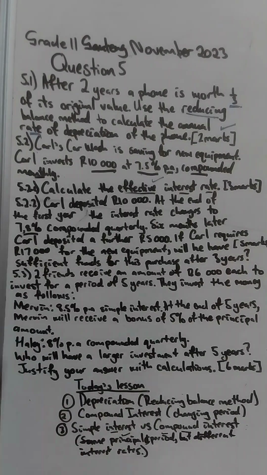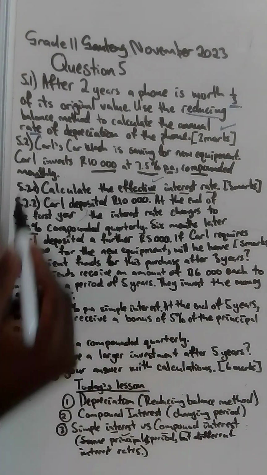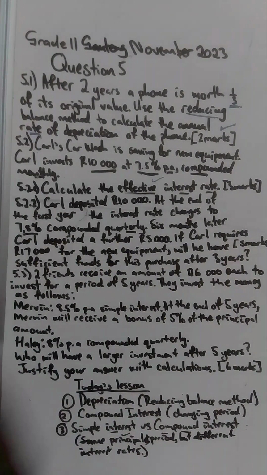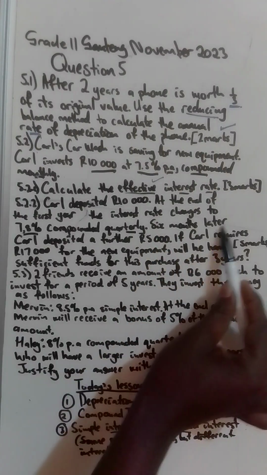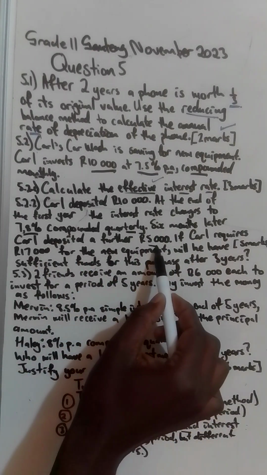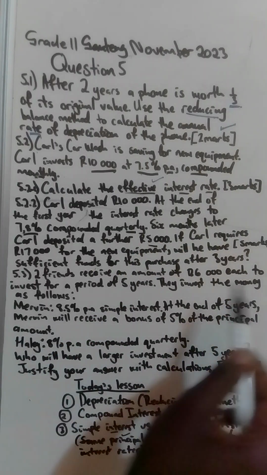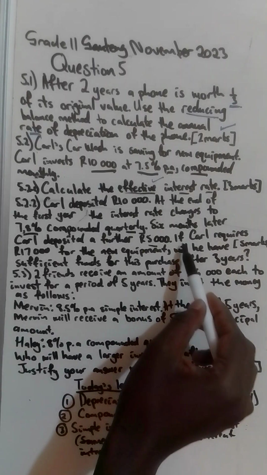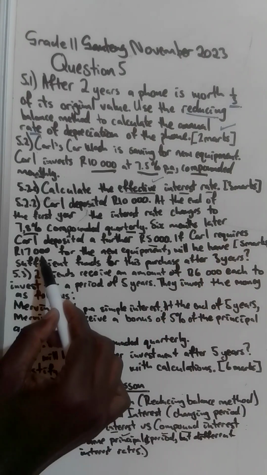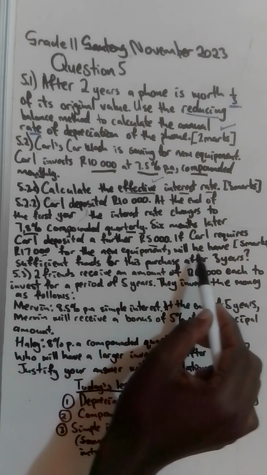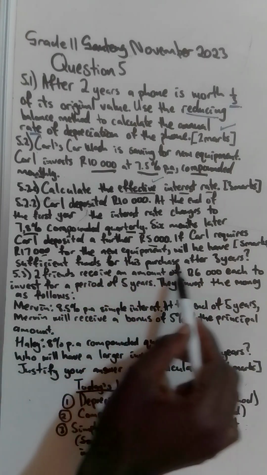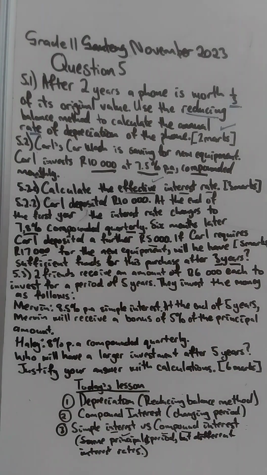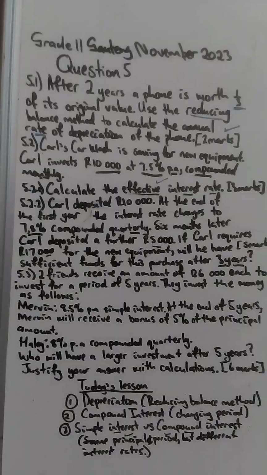But that's not the only thing. The compounding period has also changed. It has changed from monthly to quarterly, meaning after every 3 months. Let's continue. We are told that 6 months later, Cow deposited a further 5,000 rands, which is an additional deposit. If Cow requires 17,000 rands for the new equipment, will he have sufficient funds for this purchase after 3 years? So 3 years is the period, right? So let's go on the other side and then we perform the calculation.